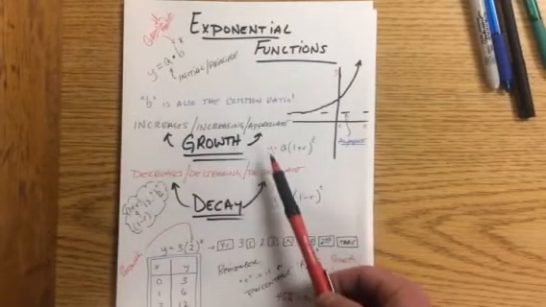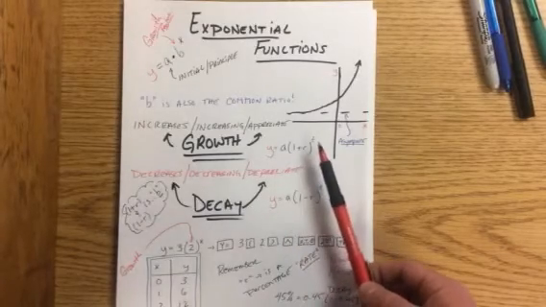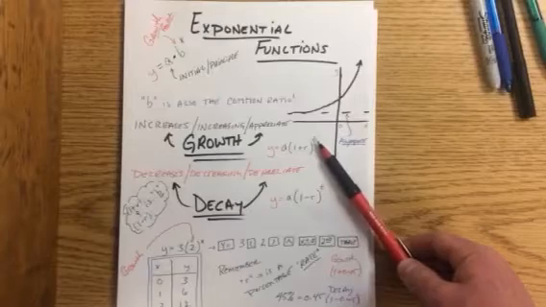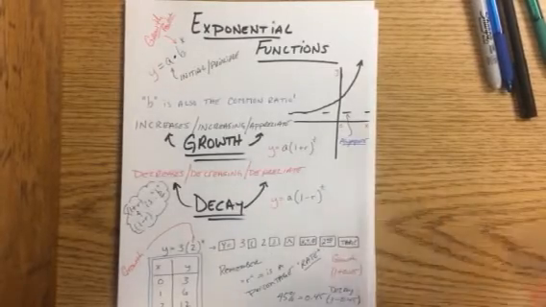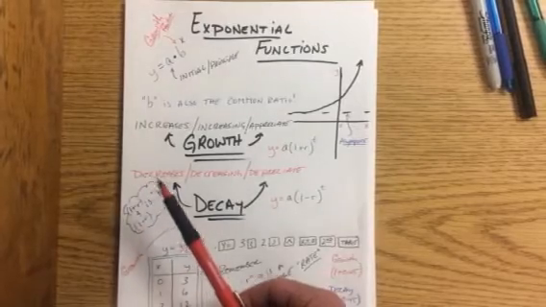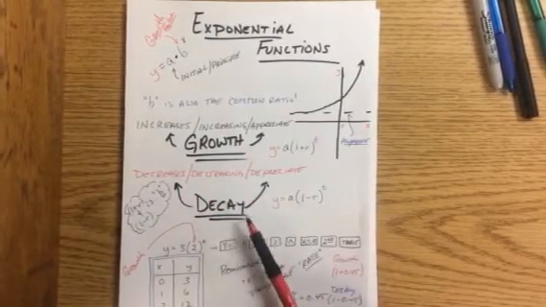So growth functions look like y equals a times the quantity 1 plus r to the t power, with t being time, and time is our universal independent variable, so that will be our x value when we graph things. If you see words like decreases, or decreasing, or depreciate, those are words for decay.